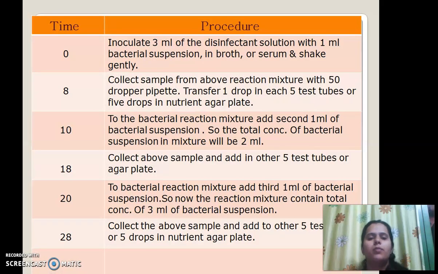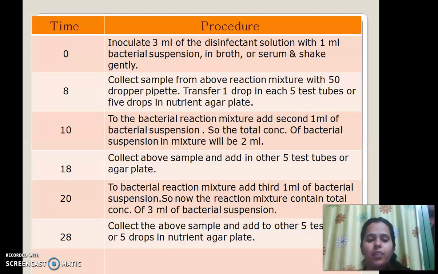So here is the detailed procedure for the Kelsey-Sykes method. We will take different time intervals for the procedure. At 0 minute, inoculate 3 ml of a disinfectant solution with 1 ml of a bacterial suspension in broth or serum and shake gently. At the 8 minute, collect a sample from the above reaction mixture with a dropper pipette and transfer 1 drop in each of 5 test tubes or 5 drops on a nutrient agar plate. At the 10 minute, to the bacterial reaction mixture, add a second 1 ml of bacterial suspension. So, the total amount of bacterial suspension in the mixture will be 2 ml.